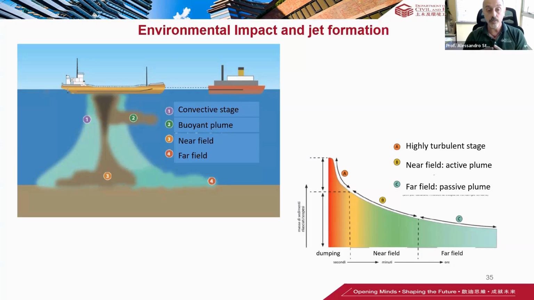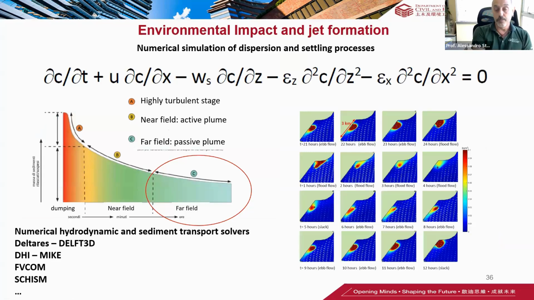Then there is a stage which we call the near field, number 3 in this picture, in this time scale here. Still the plume is very active, so it's the buoyant forces that are basically driving the process. But then you have a far field evolution, so the plume can reach very long distance depending on the waves, currents and other sources of currents, like wind currents or any type of tidal currents, for example. So usually what we care about in our assessment is not so much the near field, but rather the far field.